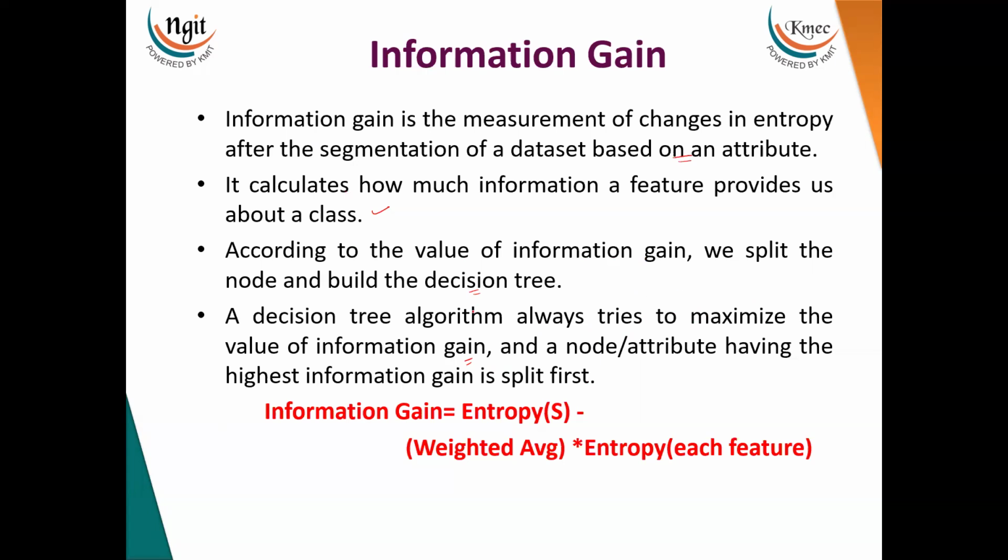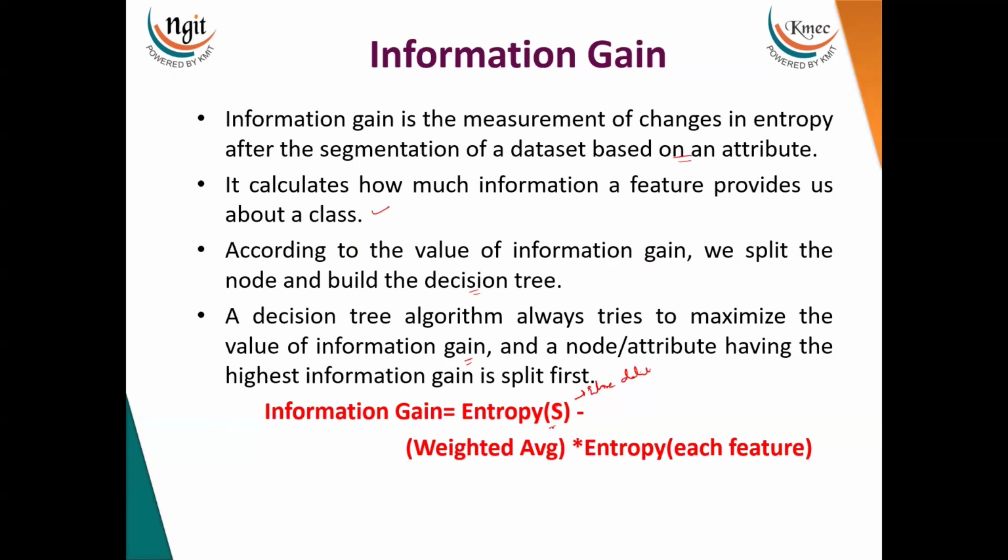So how we calculate this information gain is, it is equal to entropy of S. What is S here? The entire data set. In the steps we said that S is the entire data set, minus the weighted average times the entropy of each individual feature. So this is the formula for how we find the information gain.